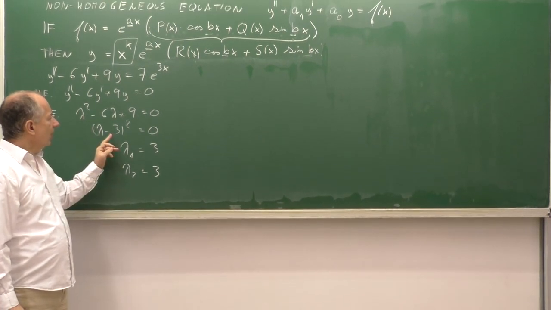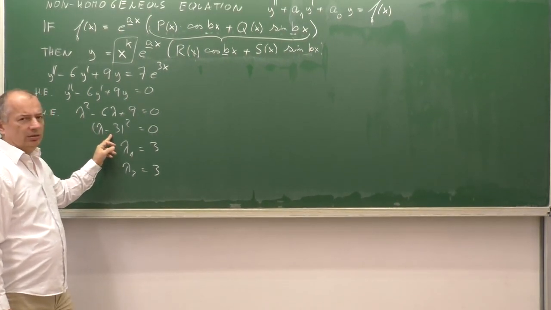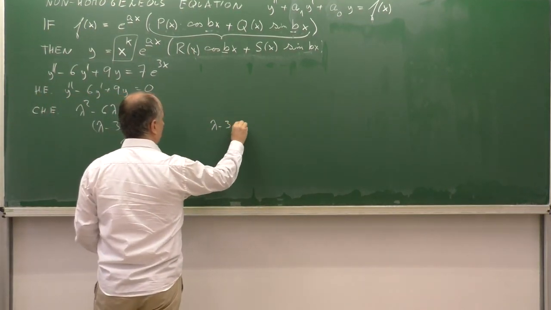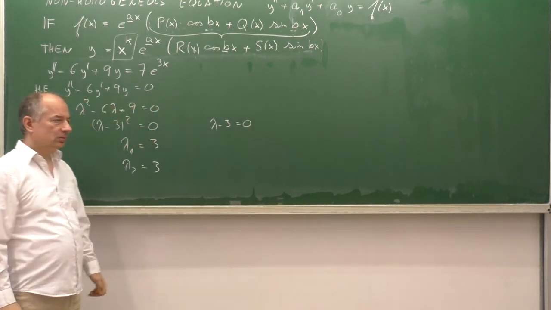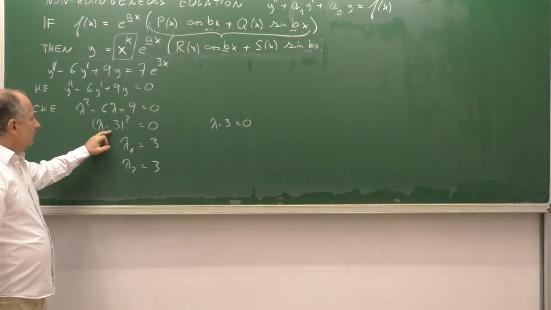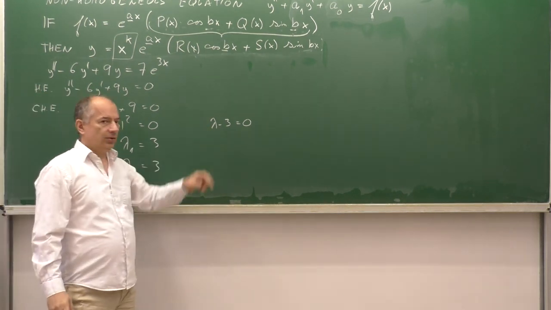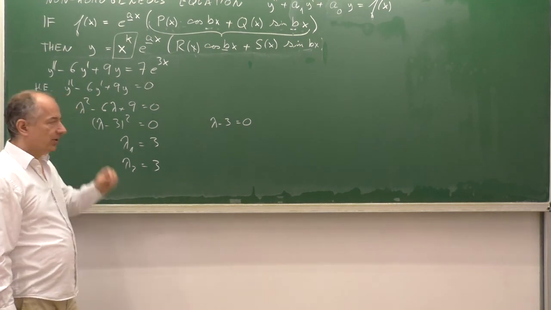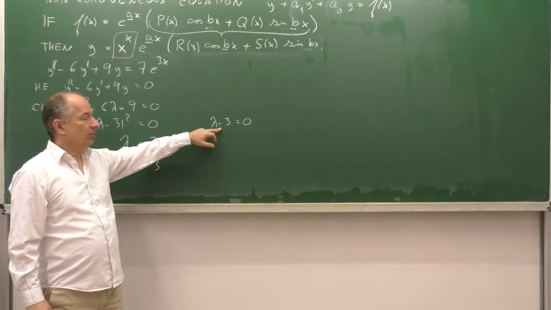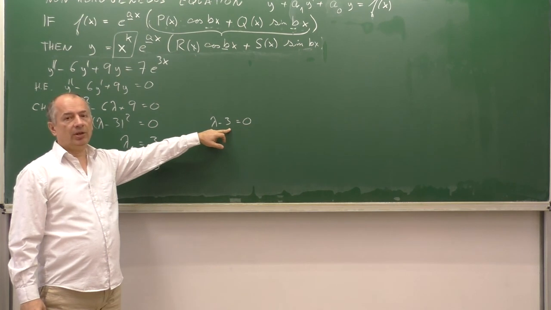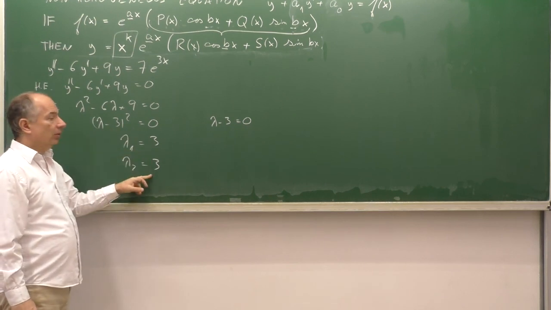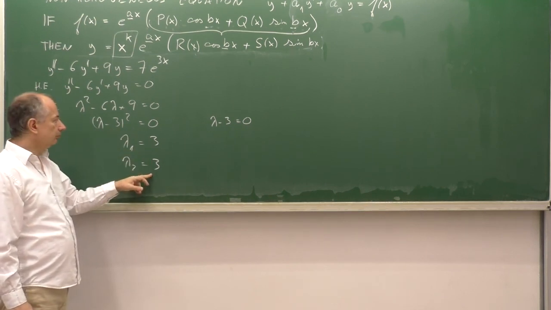Note that this equation is not the same as the equation lambda minus 3 is 0. This has solution lambda is 3, this has solution lambda is 3. For our purposes, the multiplicity is important. This equation has the root lambda is 3 with multiplicity 1. This equation has the same root but with multiplicity 2.